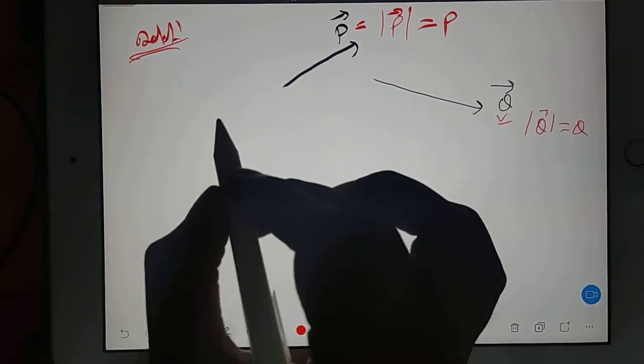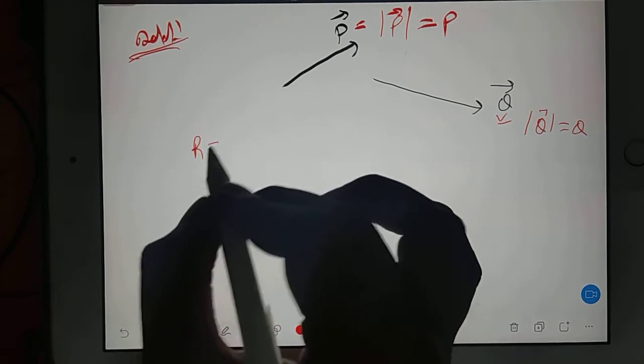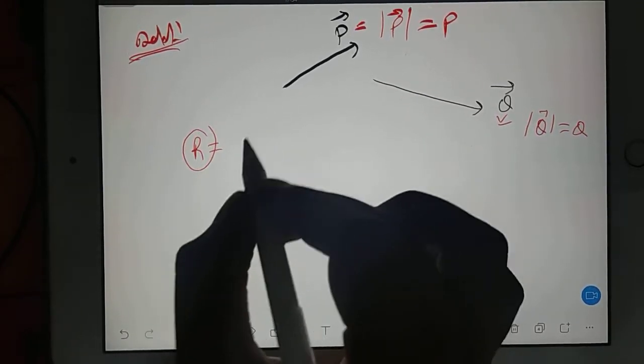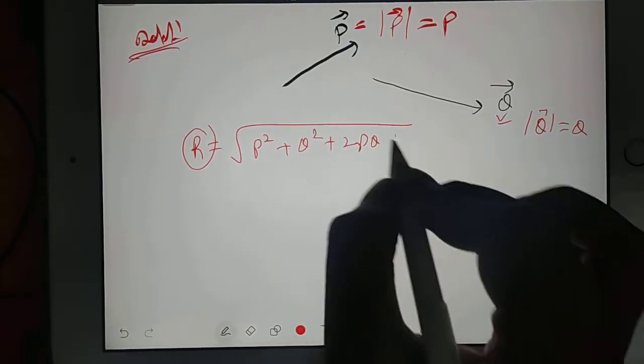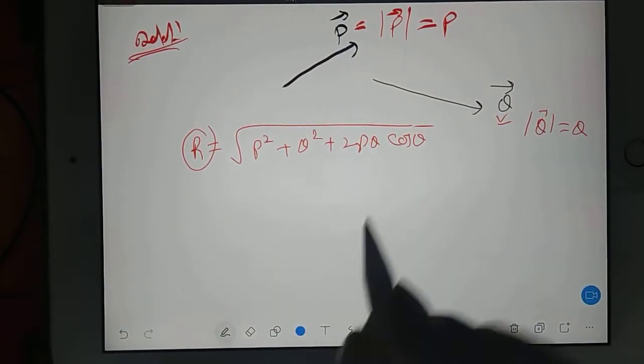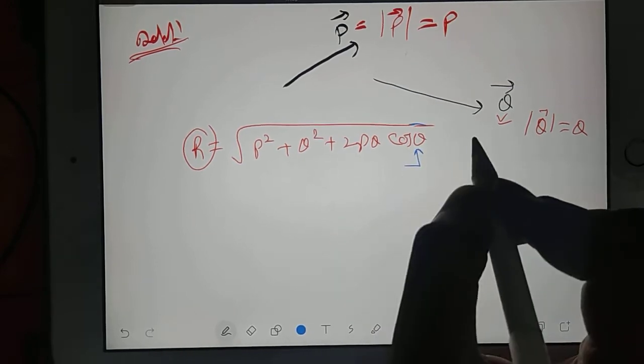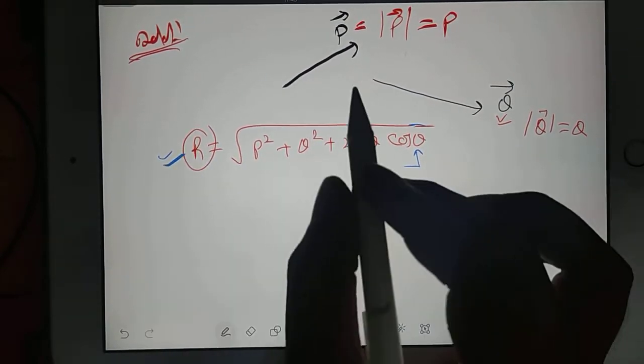What will I do? I will go for this formula, resultant force, I mean addition means resultant force. You know this formula very well: the square root of P square plus Q square plus 2PQ cos theta. Now see, only if theta is mentioned can you find out the resultant force.